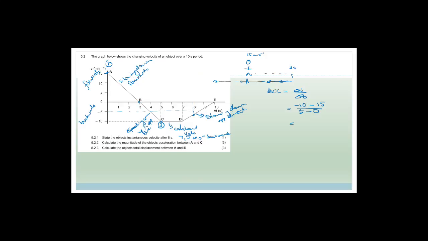So therefore, that magnitude of acceleration is going to be minus 25 divided by 5, which is minus 5 meters per second squared. So there you go, now you have got the acceleration. Now it says calculate the object's total displacement from A to E.